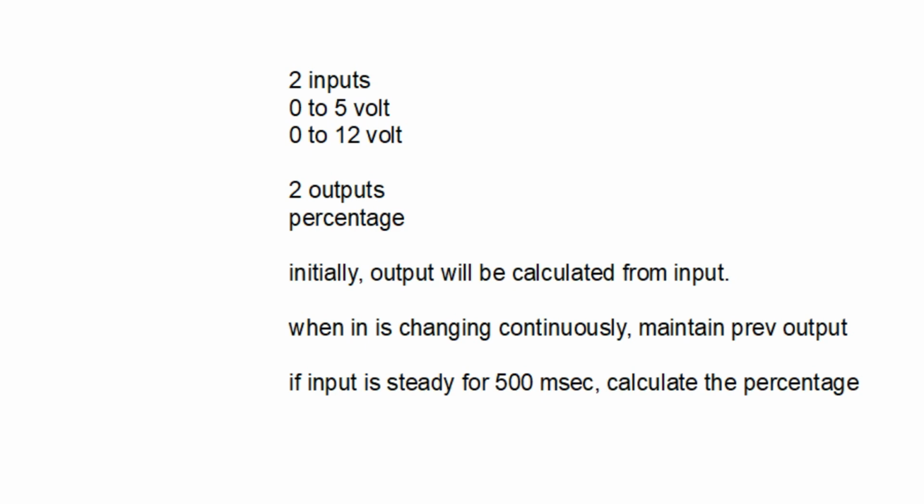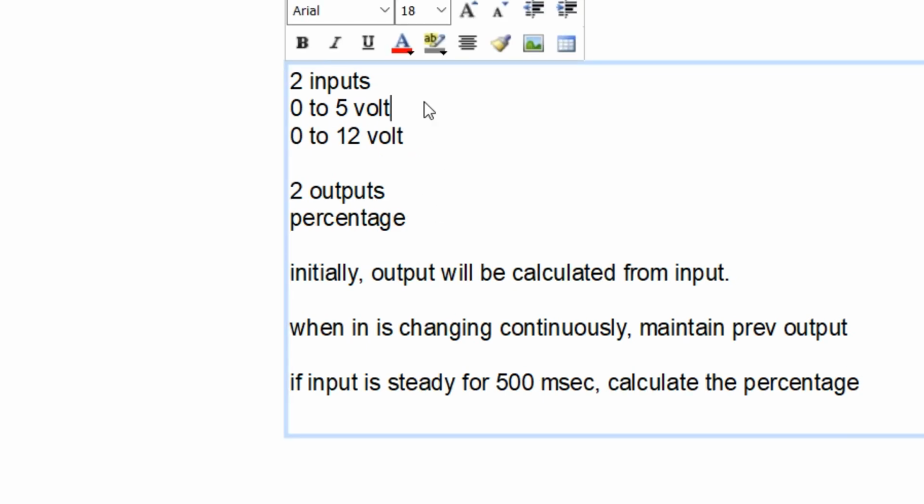There will be two inputs. The first input will be of 0 to 5 volts, so its value will be from 0 to 5, and the second input will be of 0 to 12 volts, so the value will be from 0 to 12. There will be two outputs, each representing the percentage of those inputs. These are the three requirements for the behavior of the model.